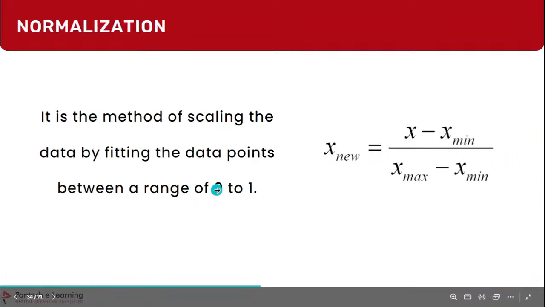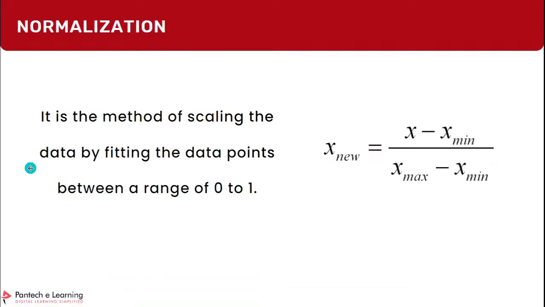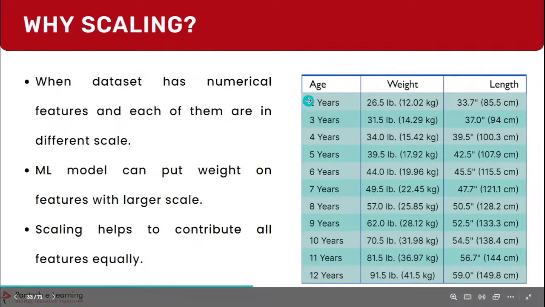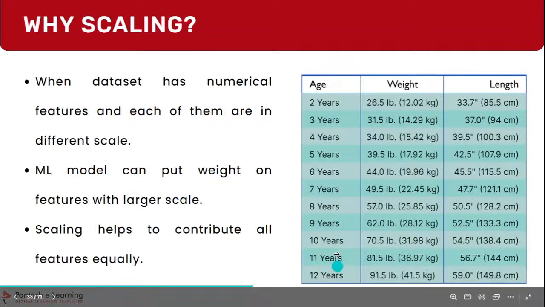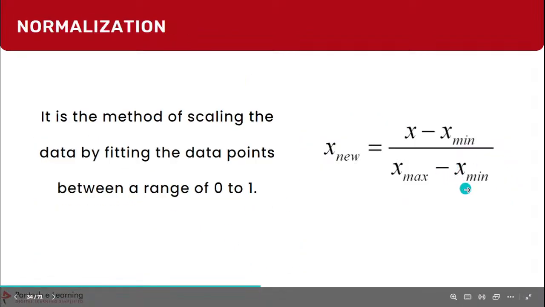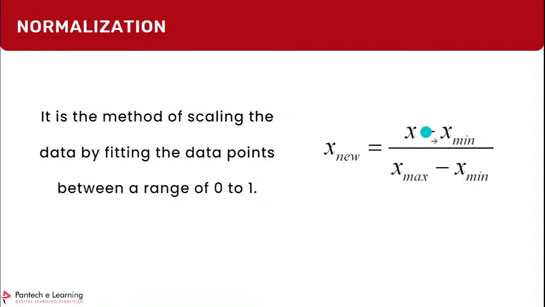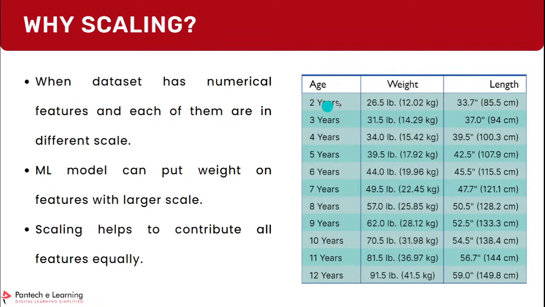Why? Because I'll find the lowest value. In this particular column the lowest value is 2. So if I apply this formula, it's 2 minus the minimum value, which is 2, divided by the maximum value minus the minimum, 12 minus 2. So what will happen? This will become 0, so the entire numerator becomes 0, and now this value will be replaced with 0.